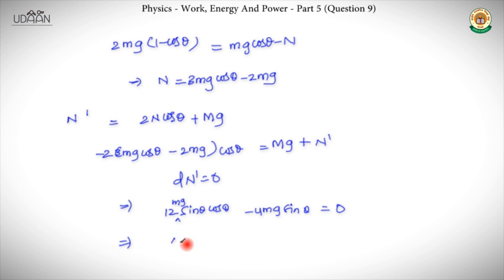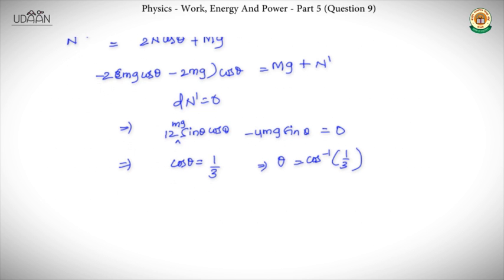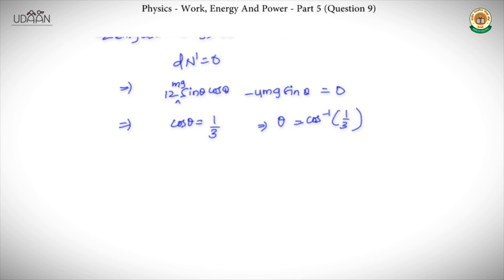Just by solving this equation we will be getting cos theta is equal to 1 by 3. That implies theta is equal to cos inverse of 1 by 3. So at an angular displacement of cos inverse of 1 by 3, the normal reaction will be minimum. So that solves the first part of the question. Let us move to the second part of the question.